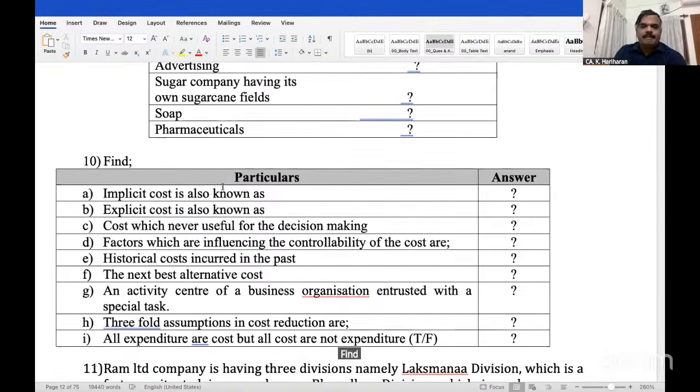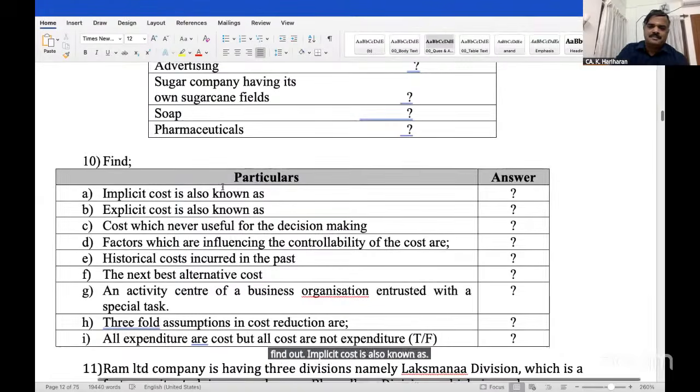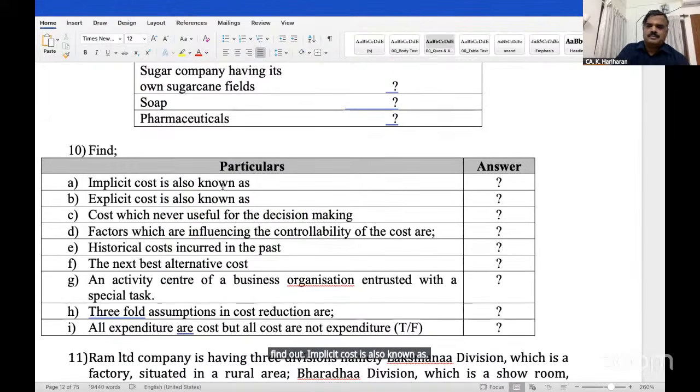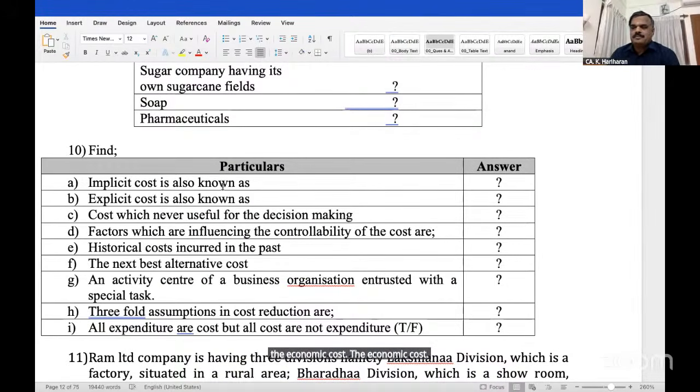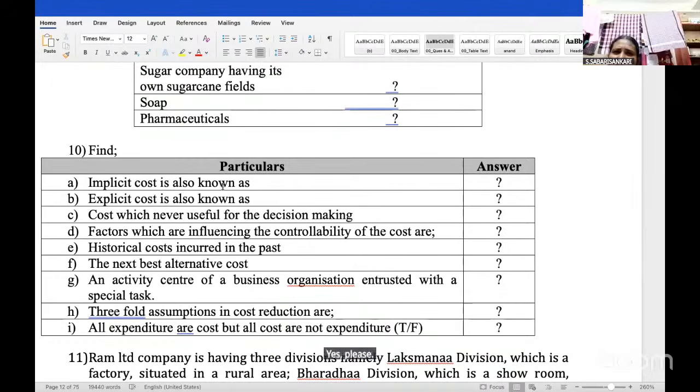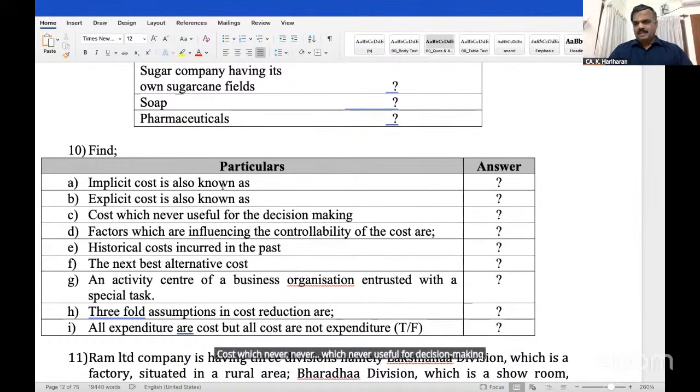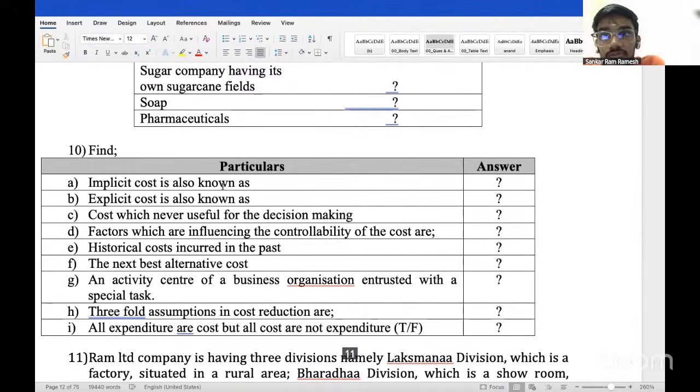Find out, implicit cost is also known as economic cost. Explicit cost is also known as out of pocket cost. We'll discuss out of pocket cost. Cost which is never useful for decision making purpose. Irrelevant cost.